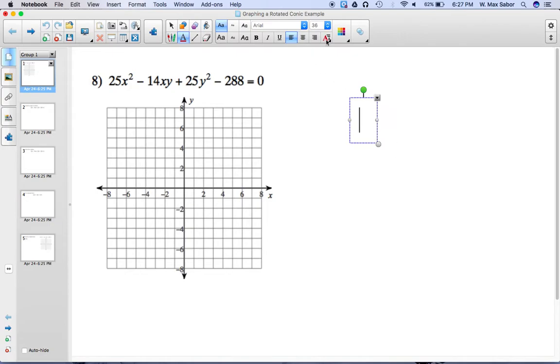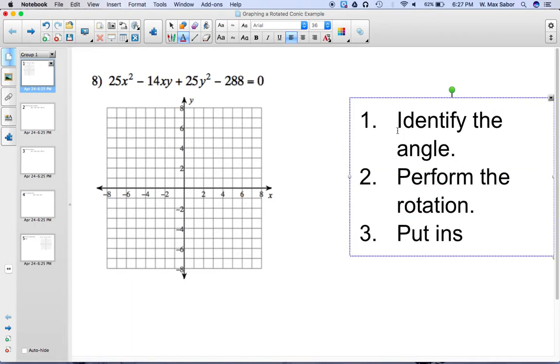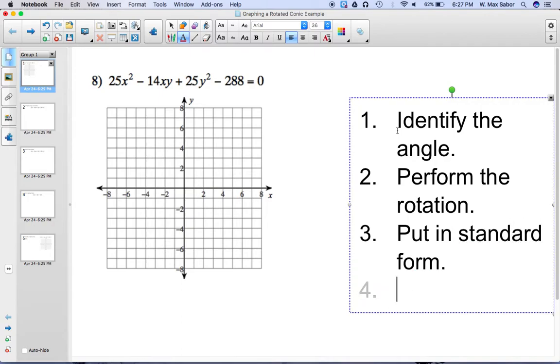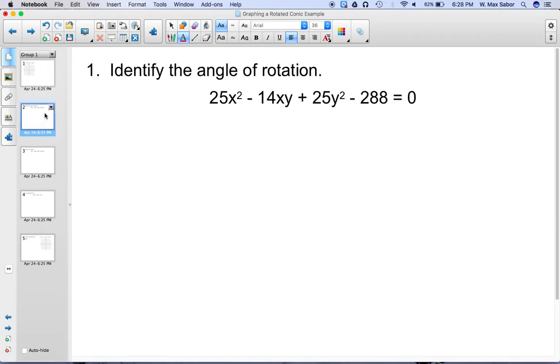We're going to look at how we graph a rotated conic. And here's a challenging example. First, we're going to identify the angle, perform the rotation, put in standard form, graph the axes, and then graph the conic. So first we want to identify the angle of rotation.